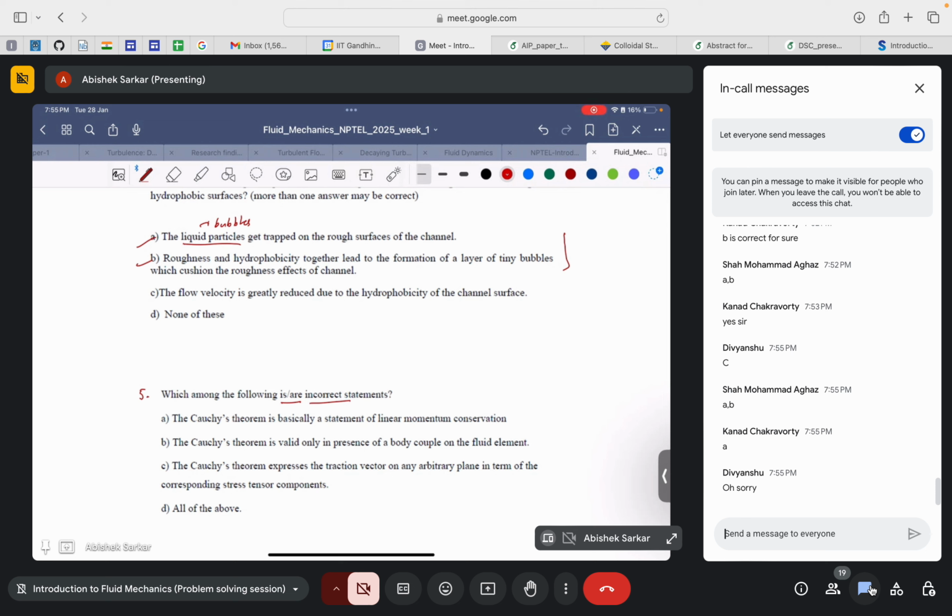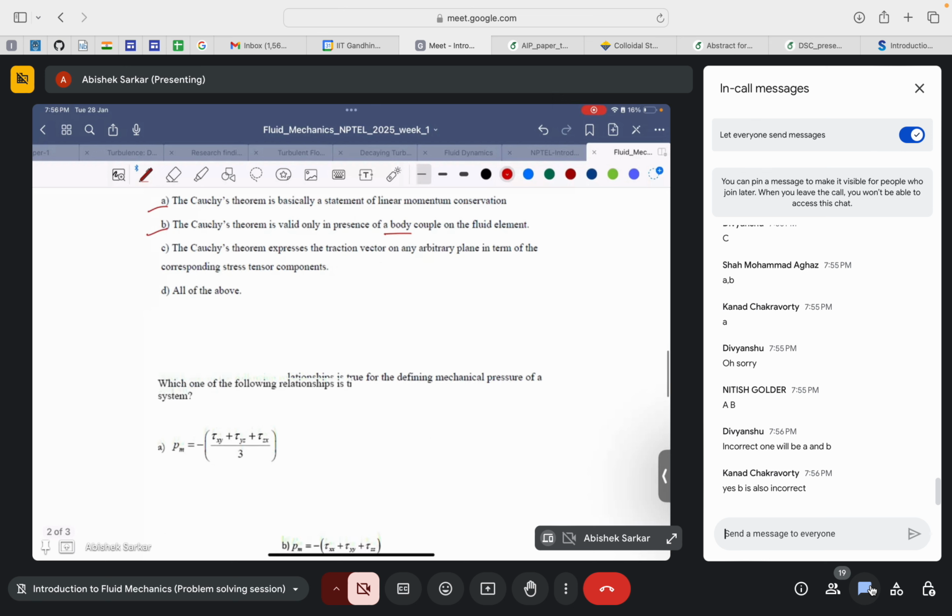Kanat, as we discussed, Cauchy's theorem is valid in the absence of body couples. So I think B is also incorrect. A is definitely incorrect because for a symmetric stress tensor we need the angular momentum conservation as well. So B is also incorrect. Okay, so A and B both are incorrect. Thank you. Let us go to the next question.